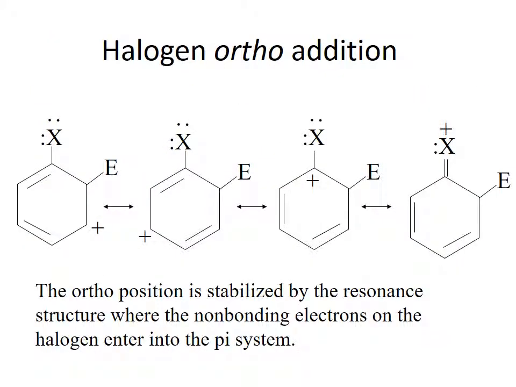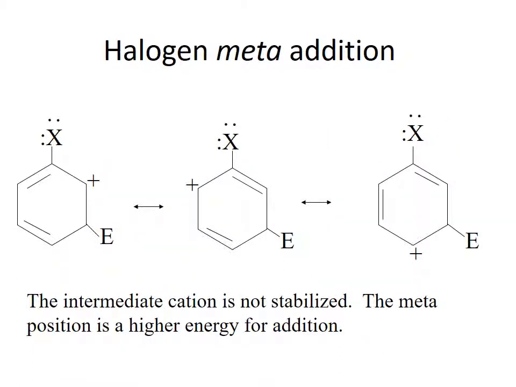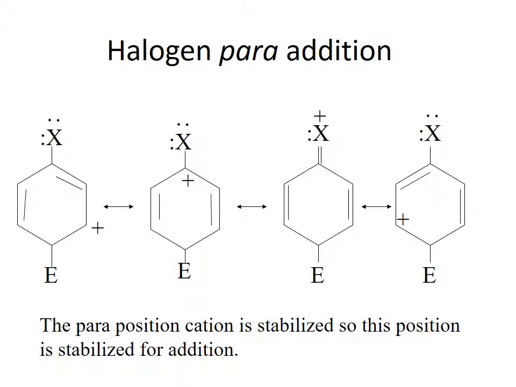Halogens also direct to the ortho and para position. In the ortho position, you can see that the positive charge works its way around to the halogen, where the non-bonding pair can stabilize the positive charge there. But it is slightly electron withdrawing, and so it will not be an activator. In the meta position, the positive charge is never stabilized by the halogen, and in the para position, the positive charge can work its way around until it gets adjacent to the halogen, and then the non-bonding pair can stabilize that positive charge.